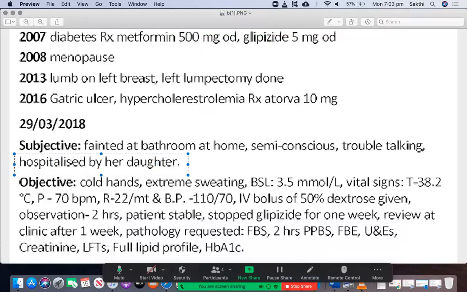No, that's not needed actually. Cold hands, extreme sweating, vital signs, that's all right. Observations 2 hours. Patient stable, stopped the clopidogrel, review for 1 week. Review at clinic after 1 week. Pathology requested. That is all fine. Creatinine for lipid problem. Okay, review at clinic after 1 week.